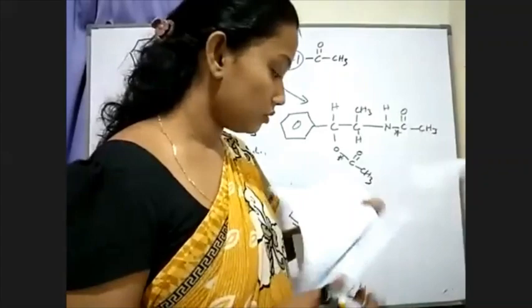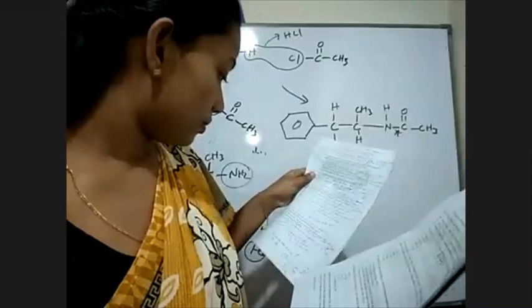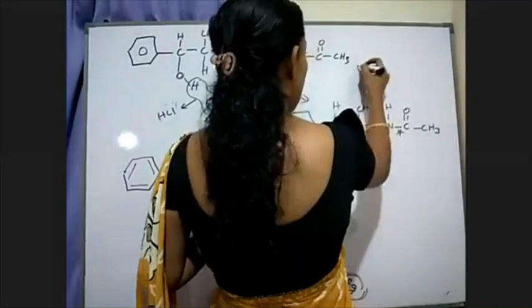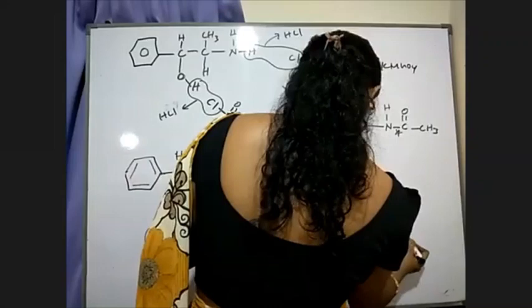Then what? It reacts with what? Alkaline KMnO4 to form benzoic acid. It should not be alkaline. It should be acidic KMnO4. If alkaline KMnO4 is used, the product will be this one. Therefore, it is incorrect.